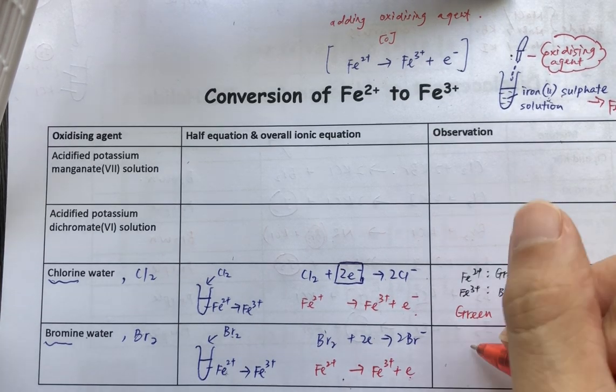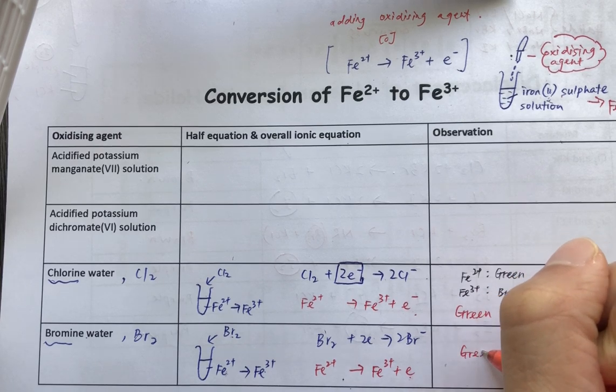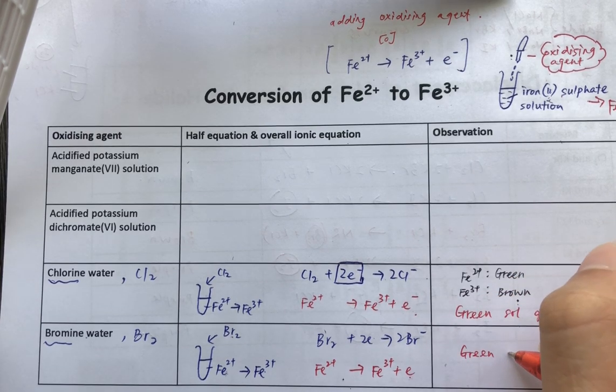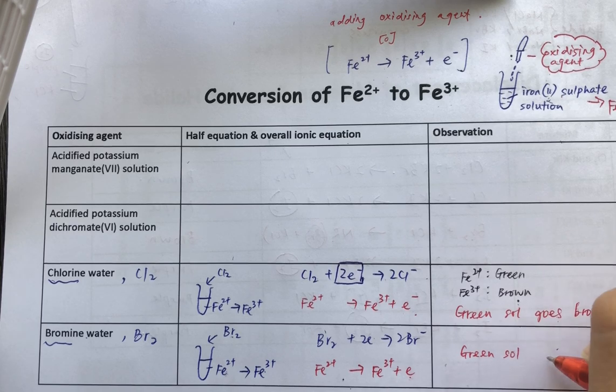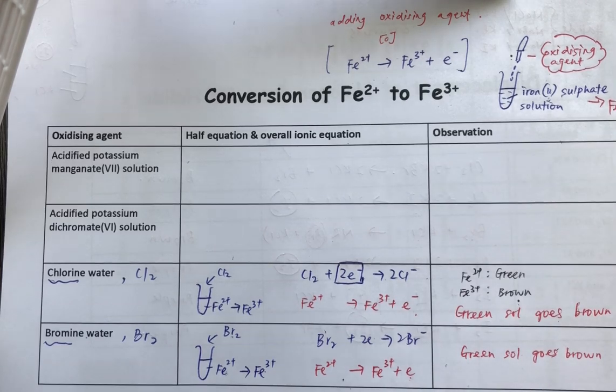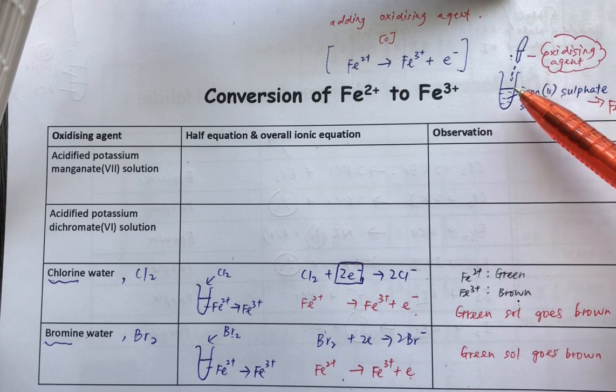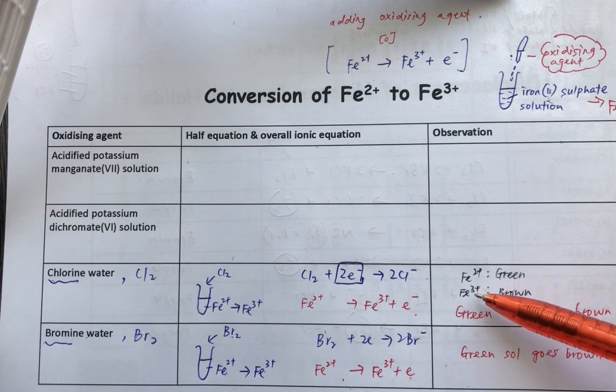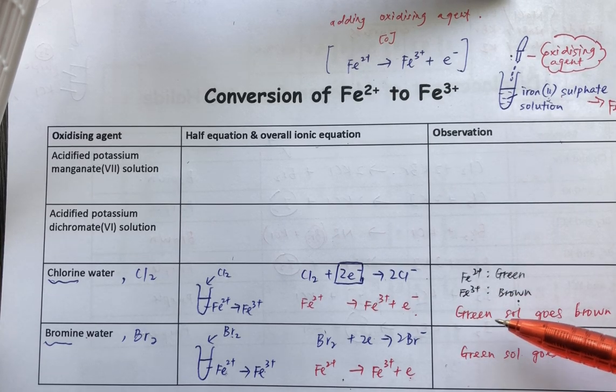Fe2 becoming Fe3, so you can write back the same observation: green solution goes brown. Basically, every time you have iron 2 in your test tube at first, and they ask you what's the color change of iron, you have to say it goes from green to brown. That's it.